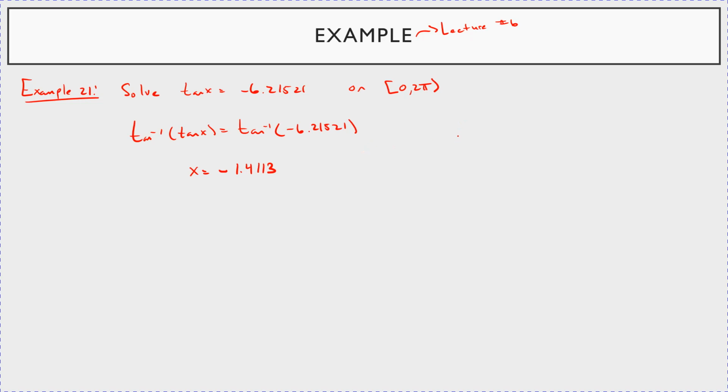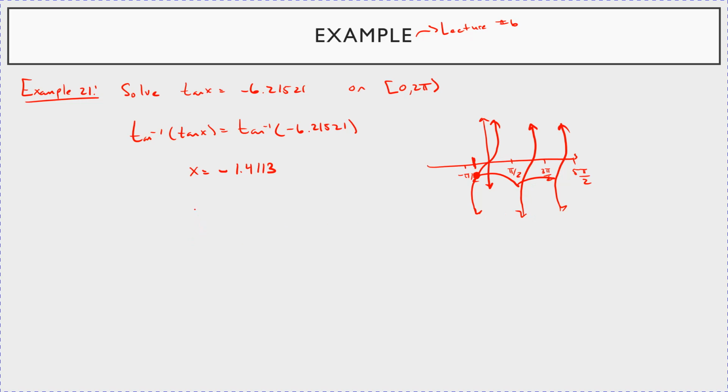You have to remember that tangent's period is every pi. So if you were to go back and look at the graph of tangent, it's pi over 2, negative pi over 2, 3 pi over 2, and 5 pi over 2. This graph looks like this. What your calculator just gave you, this value negative 1.4113, is somewhere over here. So it just gave you this solution. Between 0 and 2 pi, there's going to be this one and this one.